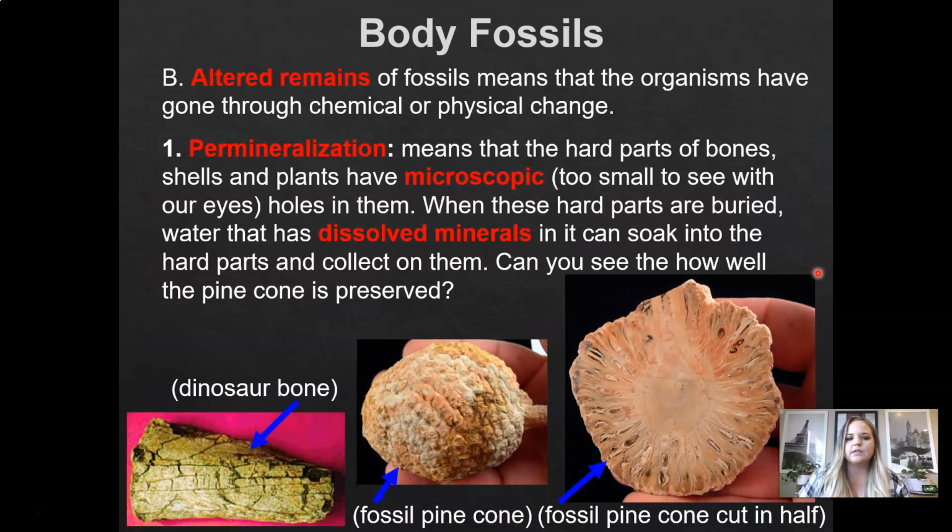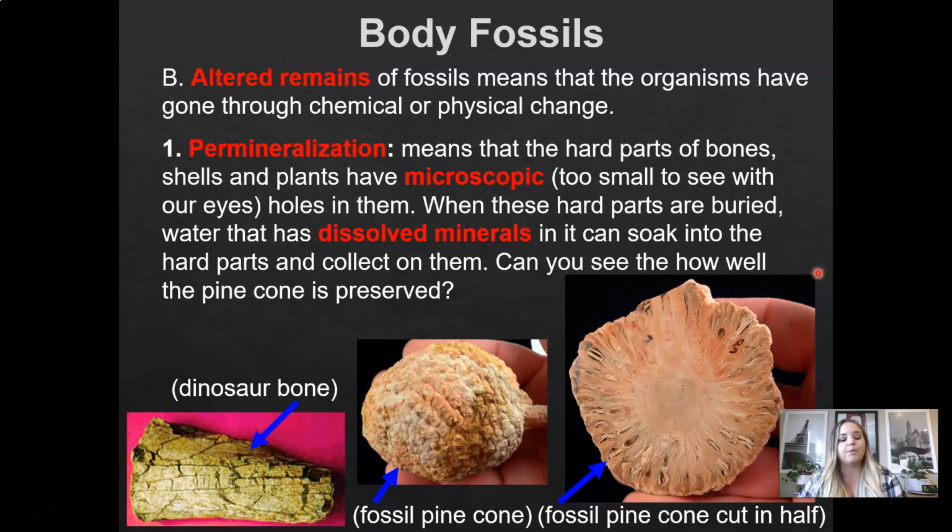Okay, so moving on to altered remains. So this occurs when there is some sort of chemical or physical change to the fossil. All the previous preservations that I've talked about are all from unaltered remains. So the first one we're going to talk about is permineralization.